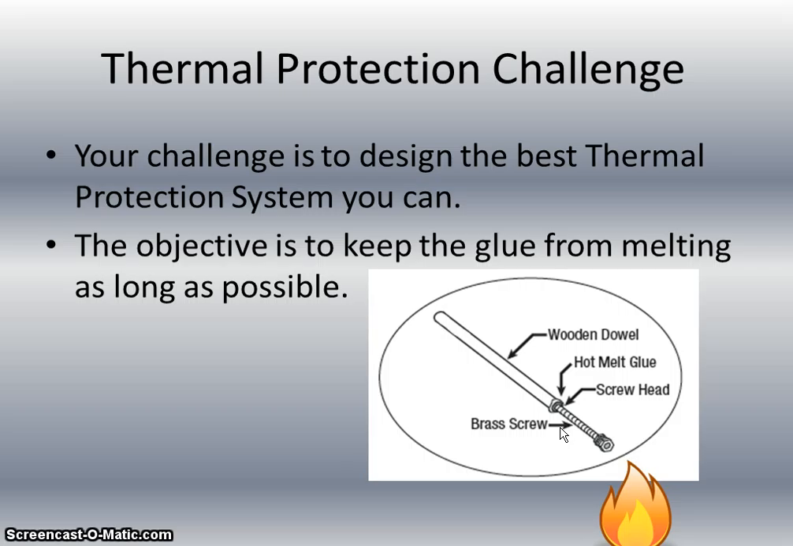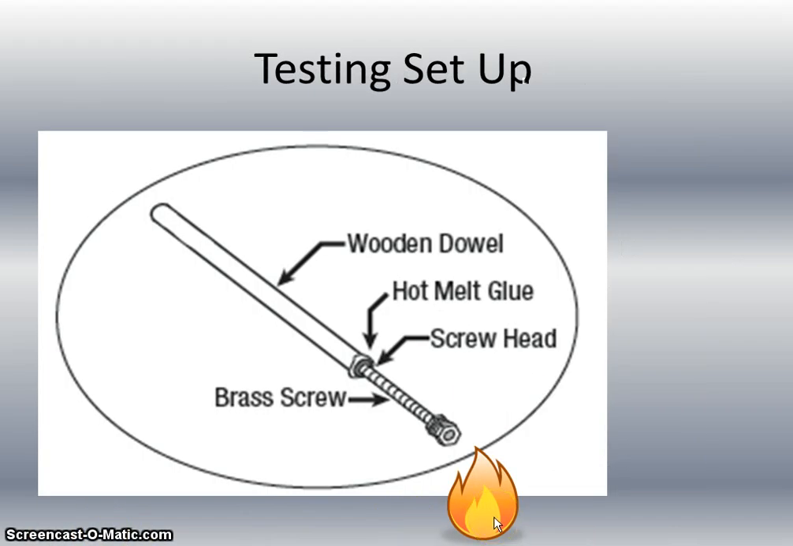All thermal protection systems will fail at some point. The challenge for you is to make yours last as long as possible. You will be given different materials to create your thermal protection system. Those materials can only live in this area. That's the only place you can put them. You cannot attach anything to the wooden dowel, and it cannot go further back than the hot glue. You have to imagine an imaginary line that goes through that glue, and nothing can go beyond that.